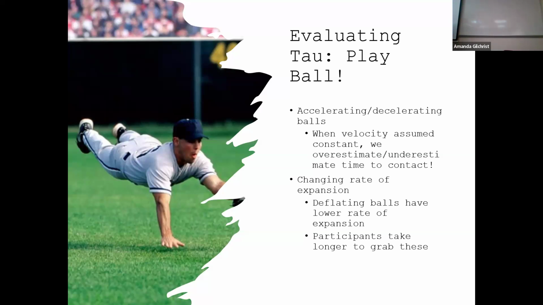So they're going to slow down a little bit and their rate of expansion is going to drop. Deflating balls have a lower rate of expansion and people take more time than necessary to grab those. As a result, people think that despite all of the limitations for Tau, it's actually a pretty solid metric. But remember, this is only going to work in a very limited set of circumstances.